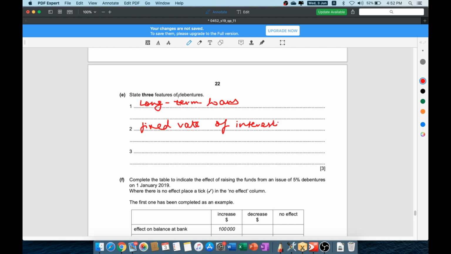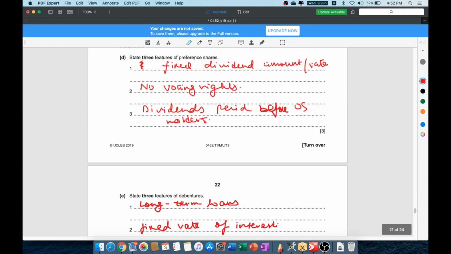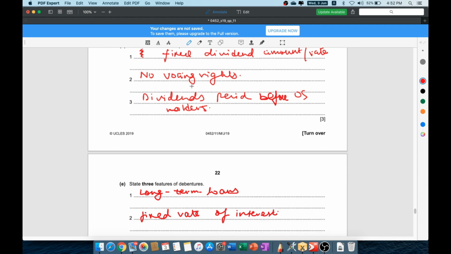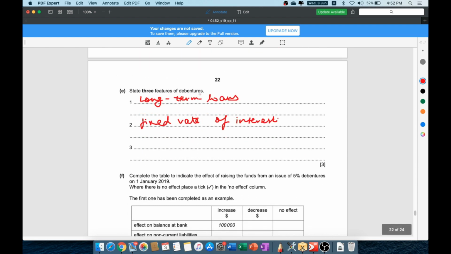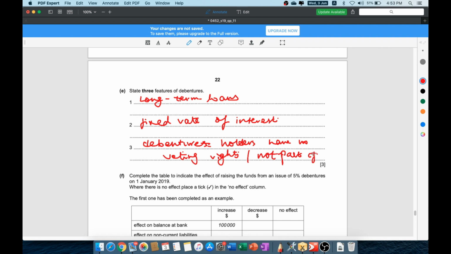And then because he's talking about the preference shareholders and ordinary shareholders, people mostly confuse that debenture holders actually don't have any voting rights, and they are not members of the company. The company just owes them. Debenture holders have no voting rights, and they're not part of the company.